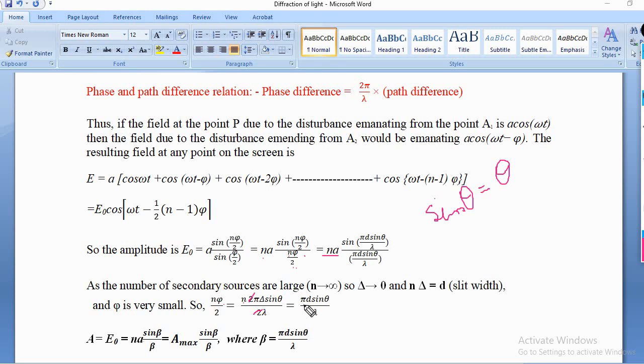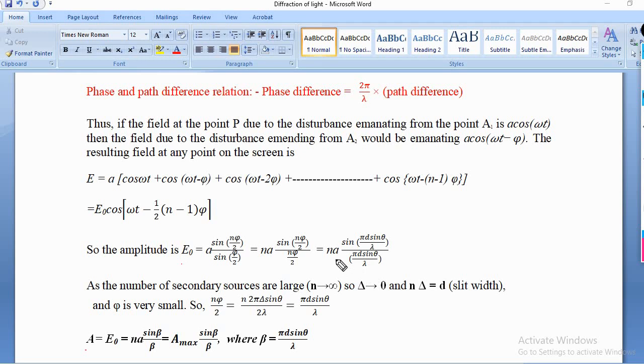Left is pi into n into delta. So you have multiplication of n into delta. And what is n into delta? N into delta is the d, the slit. So pi d sine theta divided by lambda. So the resultant amplitude part is A0, or sometimes is called A.